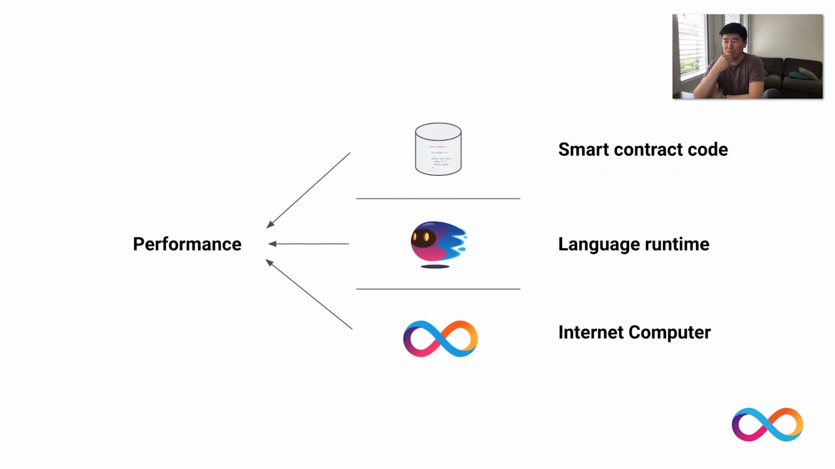Another thing to mention is that the performance perceived by users comes not only from the actual implementation of the internet computer, but from other factors. For example, the language runtime can have a big impact on performance. And of course, there's also the code of the smart contract itself. If the smart contract uses a suboptimal algorithm, for example, if it needs to scan 1 gigabyte of memory to serve a query, then it doesn't matter how fast we make the language runtime and internet computer, because the performance will be dominated by that suboptimal algorithm in the smart contract's code.